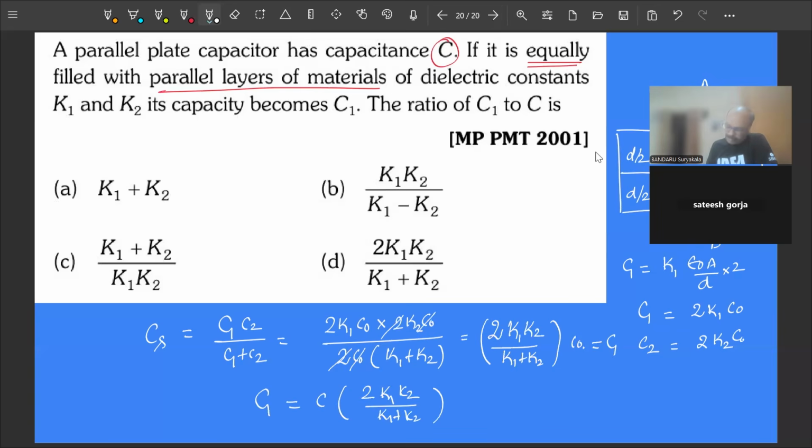Now in the problem they ask C1 by C. So C1 by C equals to this. So this is the answer for this problem.